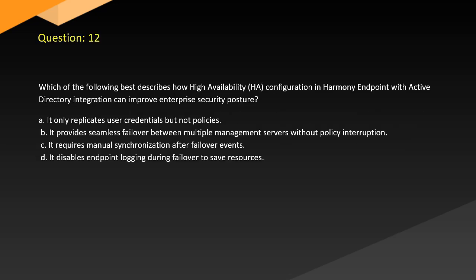Question 12. Which of the following best describes how high availability (HA) configuration in Harmony Endpoint with Active Directory integration can improve enterprise security posture? A. It only replicates user credentials but not policies. B. It provides seamless failover between multiple management servers without policy interruption. C. It requires manual synchronization after failover events. D. It disables endpoint logging during failover to save resources.